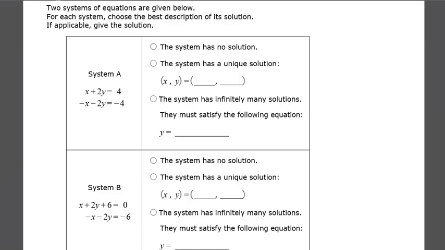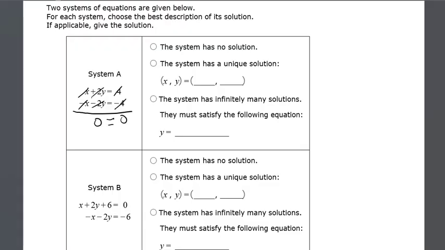So again, what we're going to do is see what happens when I add the two equations together, if one of the two variables will be eliminated. Since I have x and negative x, I know that my x's will be eliminated. And in this case, I have a positive 2y and a negative 2y, and those will be eliminated as well. So on my left-hand side, I have no variables. All I have is 0. Now on the right-hand side, when I add 4 and negative 4, that gives me 0 as well.